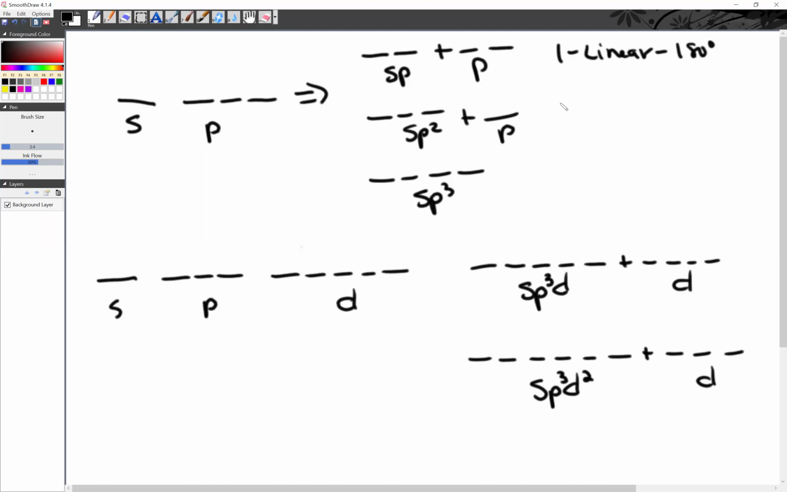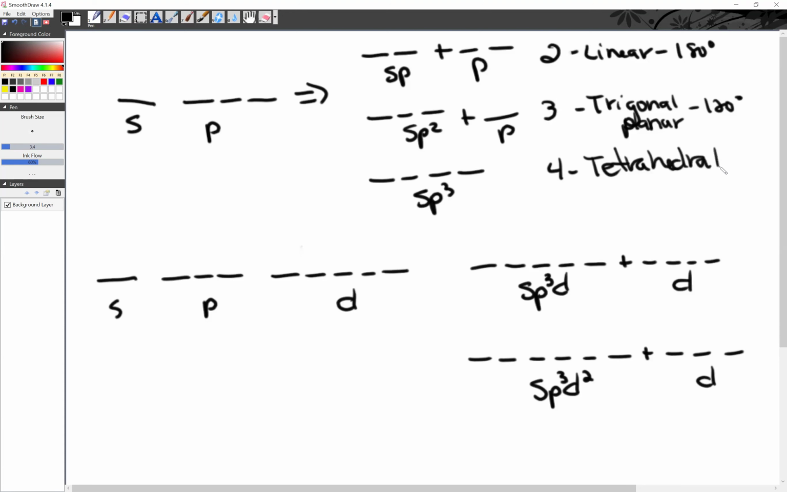And you lovingly know them as family 1, which is linear at 180 degrees. You know this one as family 2, which is trigonal planar at 120 degrees, but it has the potential of a pi bond. This is family. I don't know why I said family 1 and family 2. Sorry about that. Family 2, it has 2 parts, so that's linear. Family 3 is trigonal planar. Family 4 is tetrahedral. And so if you don't have access to the D's, you are stuck with 109.5.